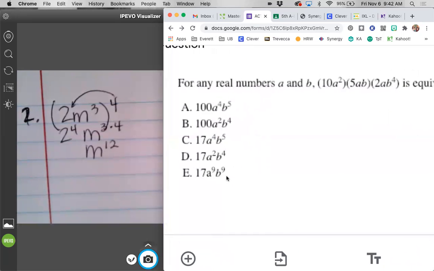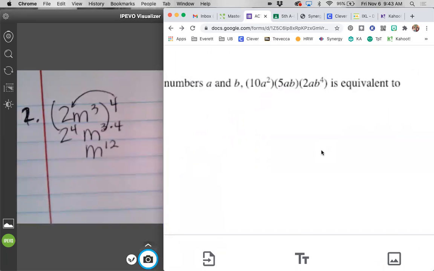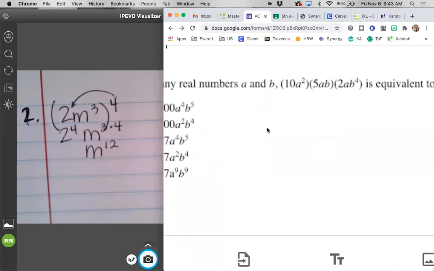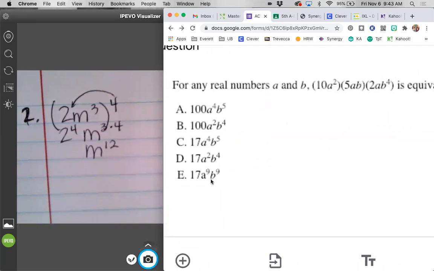And y'all stop me if you have any questions. You can forget this for any real numbers business. They're always going to be real numbers. And then is equivalent to, you're just picking the ones that are the same. Same process that we did on number 1, though. Just take your coefficients and multiply them and then check and eliminate answers.